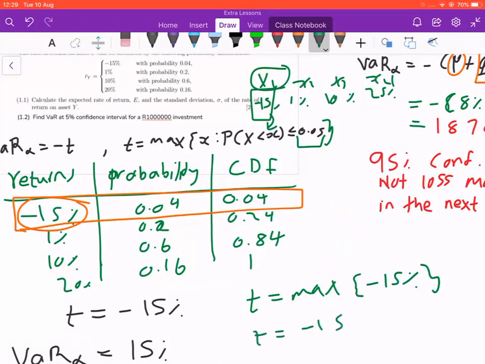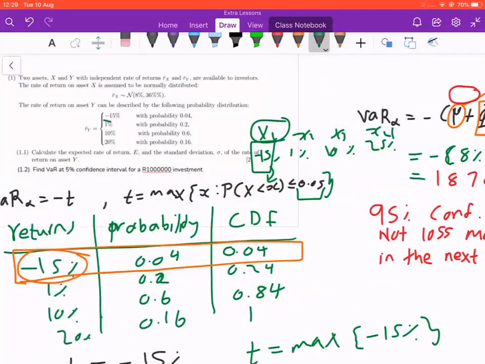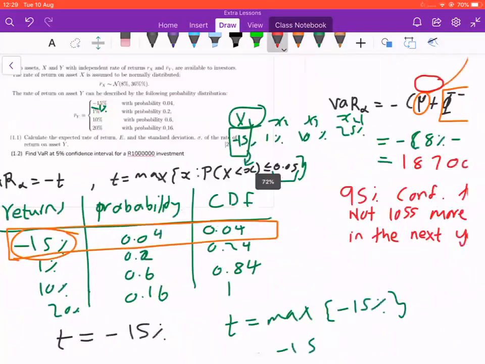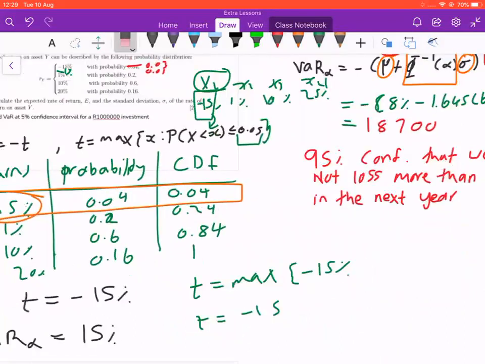Perhaps you had other percentages. Let's just say that maybe there was negative 1% over here, and the probability of this one was 0.03 and then 0.01. It means you're going to have multiple X's now, two answers where the CDF is still less than 5%: negative 15 and negative 1%. So the maximum of negative 15 and negative 1% is going to be negative 1%.